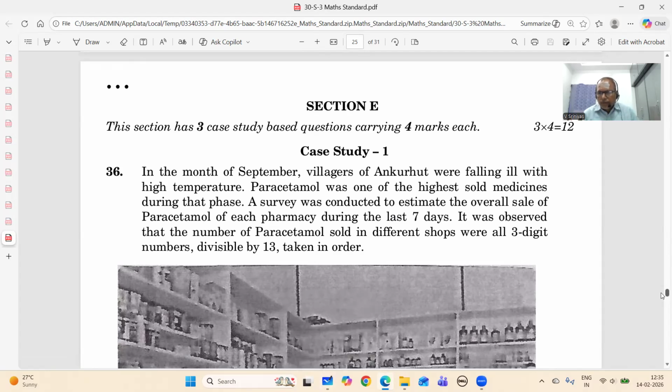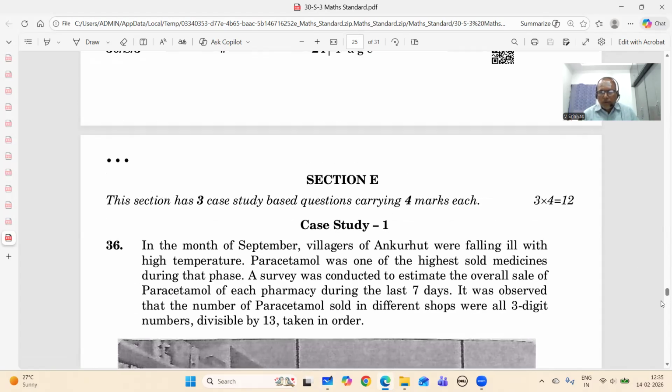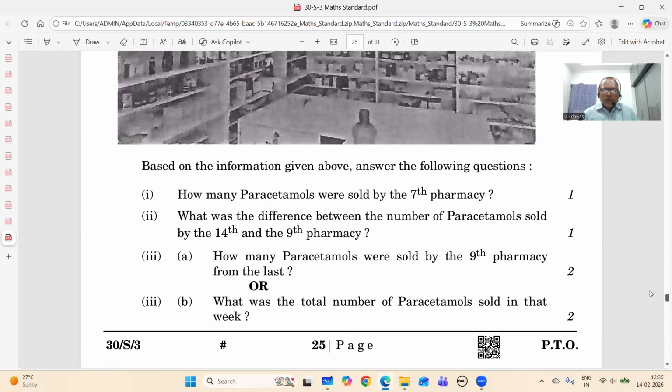Based on the information given above, answer the following questions. How many paracetamols were sold by the seventh pharmacy? What was the difference between the number of paracetamol sold by the 14th and 9th pharmacy? How many paracetamols were sold by the 9th pharmacy from the last? Or what was the total number of paracetamol sold in that week? Okay, let us try.